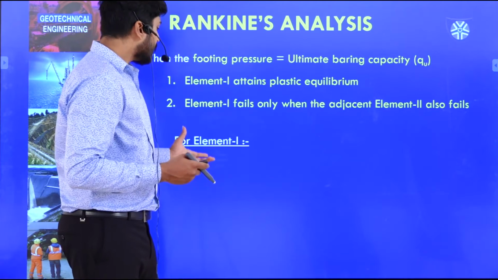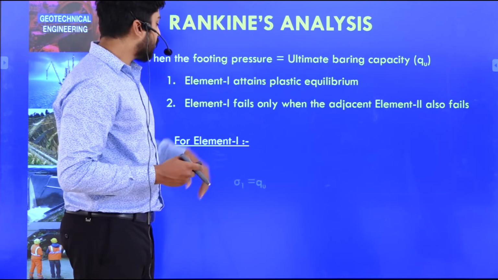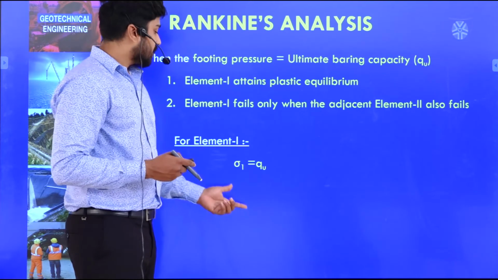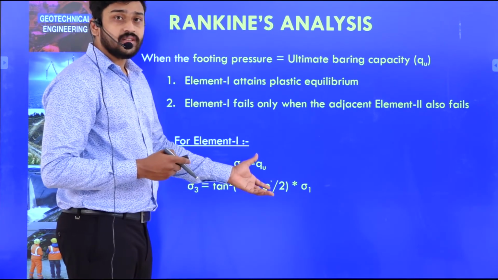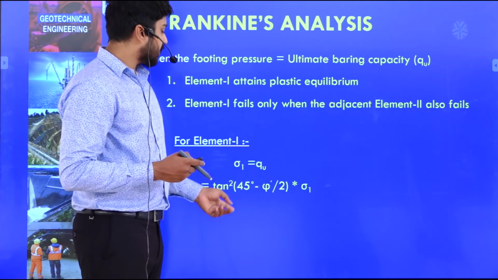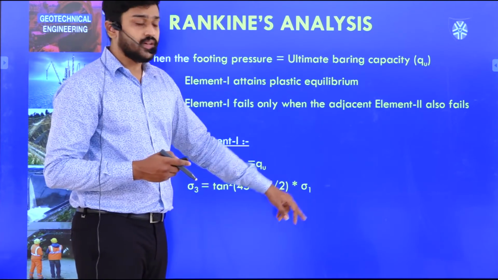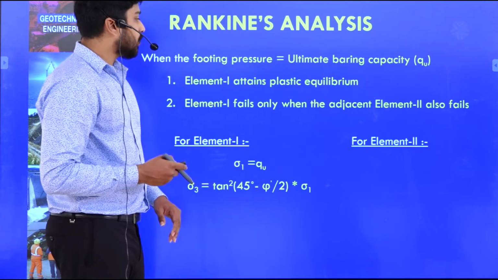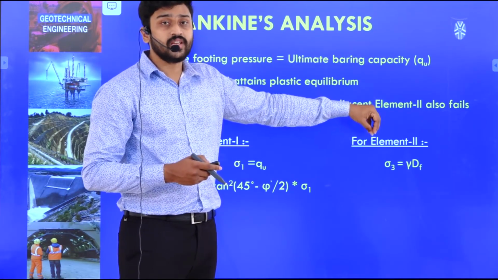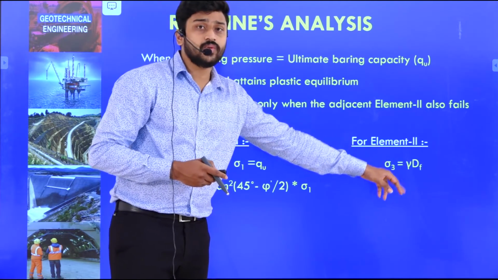Now, if you look at element 1, if you recollect what we have seen in the diagram, the vertical force that is coming is nothing but the qu from the diagram we have drawn, and the horizontal force, that is the minor principal stress, say sigma 3. So it is given by tan square (45 degrees minus phi by 2) into sigma 1. Okay, and for element 2 also, sigma 3, that means in this case the vertical stress sigma v is nothing but the minor principal stress, so that is why it is sigma 3. So it is gamma into df.